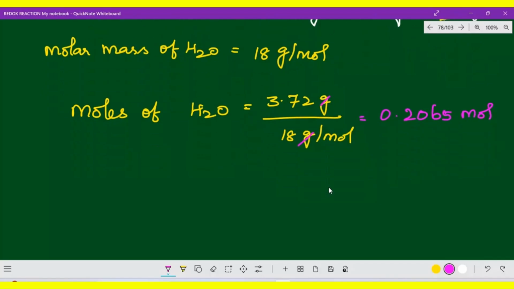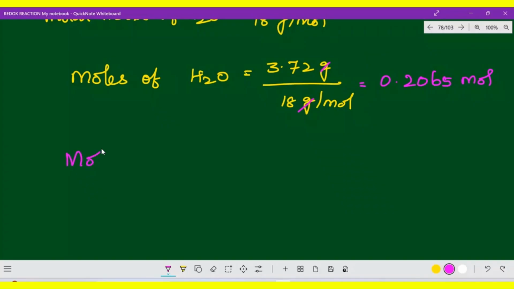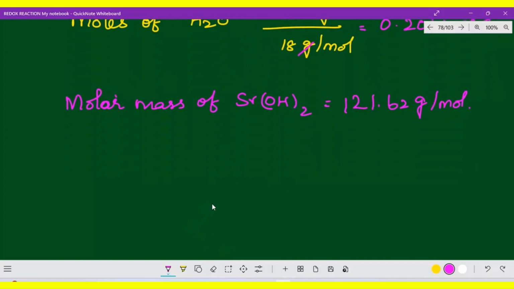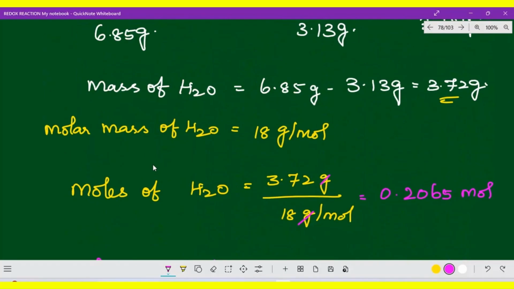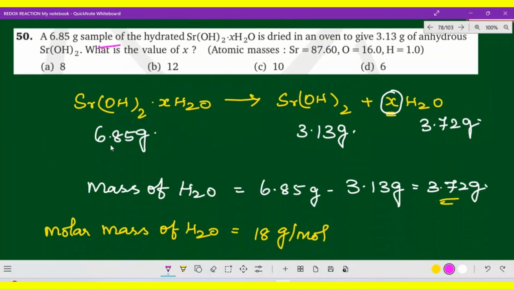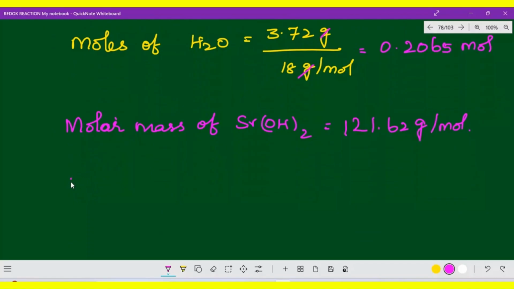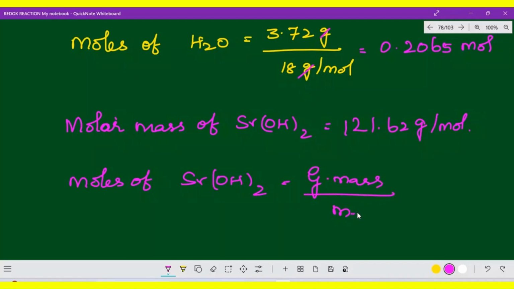Right, now next, the molar mass of strontium hydroxide, Sr(OH)2. They have given the atomic masses, so you will get 121.62 gram per mole. Right. Now moles of strontium hydroxide is given mass by molecular mass. Now the given mass is in the data I have provided, no, this is the given mass. See here, the given mass it has given. So the number of moles of strontium hydroxide is given mass by molar mass.